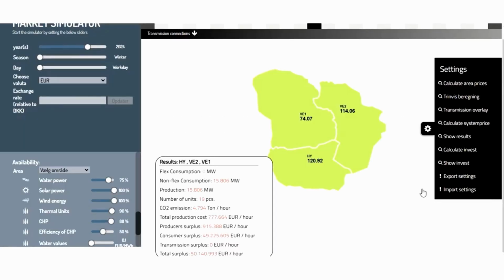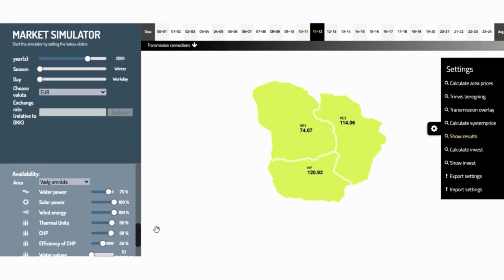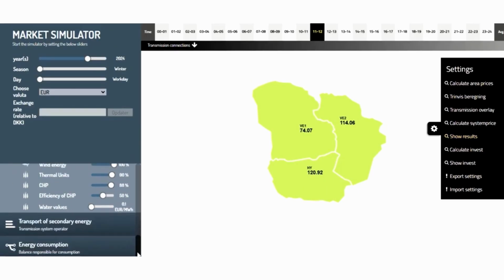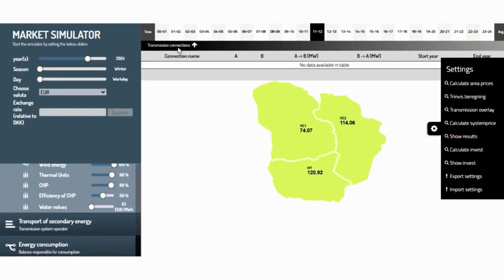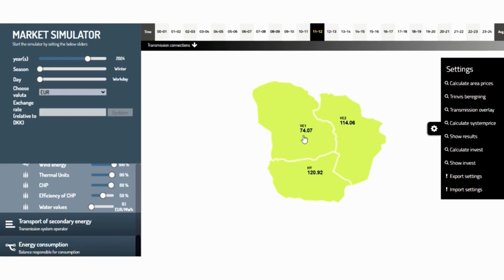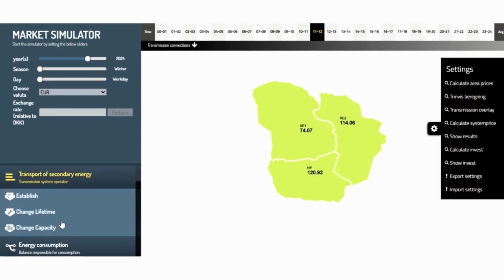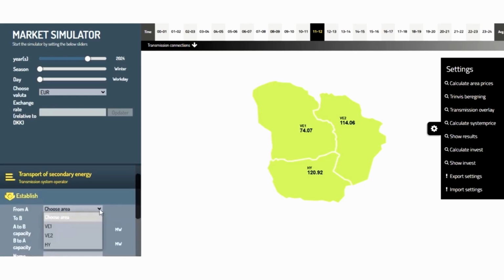Now I'm back in Power Market Simulator, and the first thing we should do here was to build a transmission line. As you can see here, there's no transmission lines between the three areas. But now we're going to build a transmission line here between VE1 and HI. So I go here and say, now I'm a transmission system operator, and I want to establish a line here between VE1 and HI. And the capacity of this line should be 1000 megawatts. So I set 1000 megawatts here.